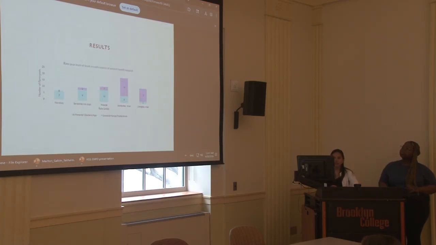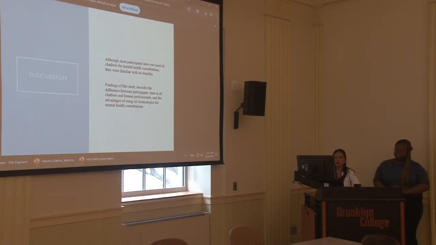And then this graph just shows the level of trust in each of the sources. Even though the participants didn't interact with the AI for these consultations, and even though they did interact, they acknowledged its benefits, and the interactions being shown are integrated into services now, they still trust human professionals. And then the findings of the study just describe the difference between participants trusting AI chatbots and human professionals and each of its benefits.